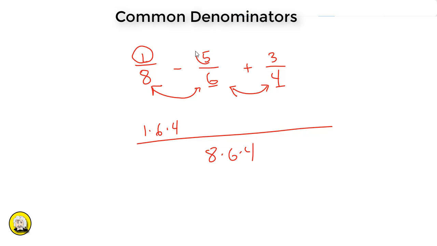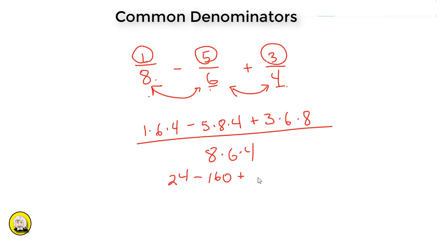And I'll move on to my next numerator, which is minus 5. Be careful about the sign, times 8 times 4. And lastly, my plus 3 times the other denominators, 6 and 8. And now we simply do a summation of the numerator, which will be 24 minus 160 plus 144, all divided by 192.